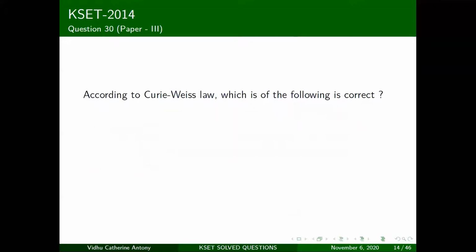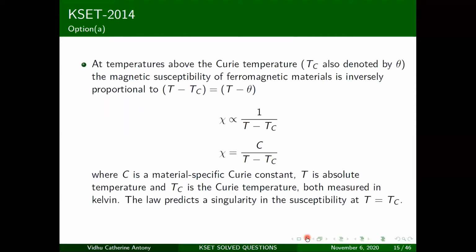So let's look at this. Again, the Curie-Weiss law is something that you're going to be learning in your third semester towards the end of the course. So I don't want to go into the depth of the derivation, but I will tell you what the Curie-Weiss law basically does. Here you have your susceptibility given in terms of several different things.